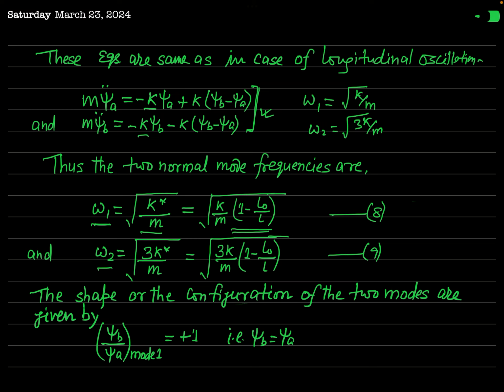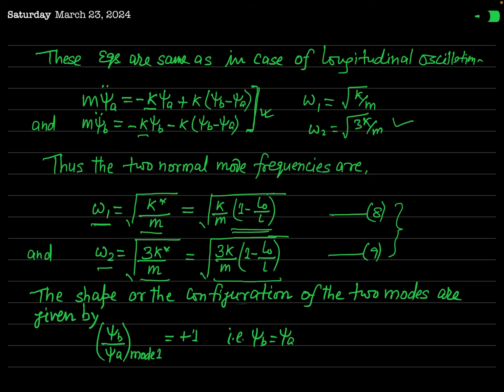And omega 2, which is actually a square root of 3K by M, will be written in this case as a square root of 3K star by M. Again, substituting the value of K star, you can see that omega 2 will be equal to a square root of 3K by M times 1 minus L naught by L. So these are the normal mode frequencies under the small oscillation approximation.